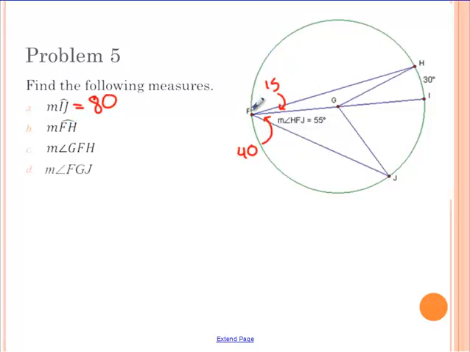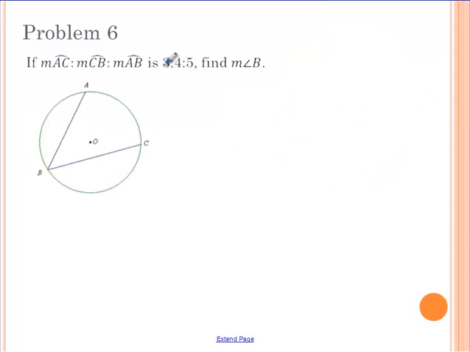FH, the arc over here, is the remainder of this top half of the circle. That part's 30, this part over here is the remainder, so that's 150 degrees. And then GFH. GFH is this angle, we already found it, 15. And FGH, this angle here. Since we know that this arc is 150 degrees, that angle is a central angle, so it is congruent, and it's 150 as well. And now our last example.